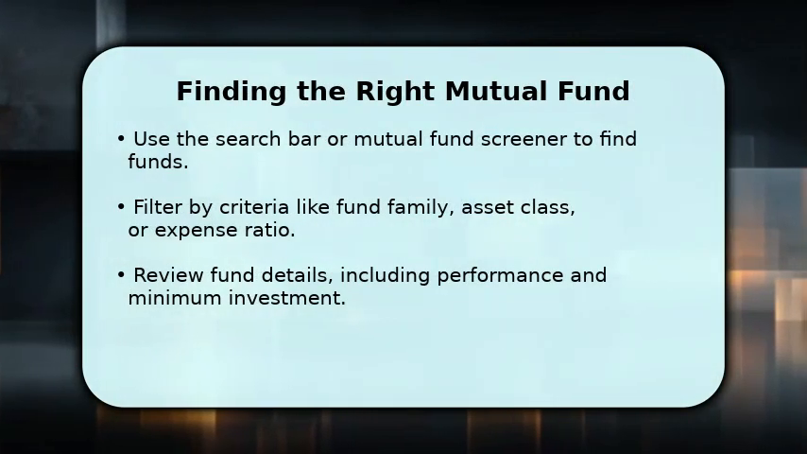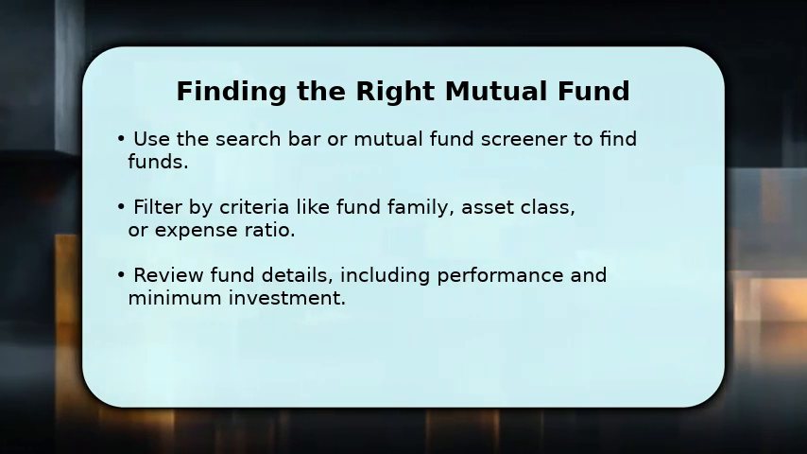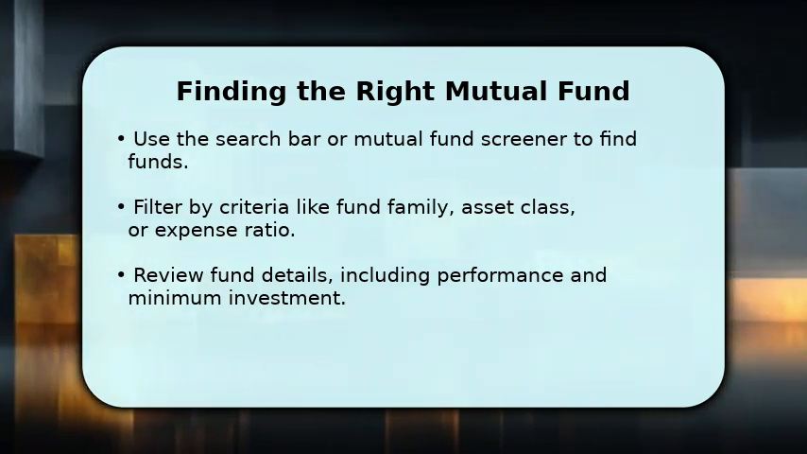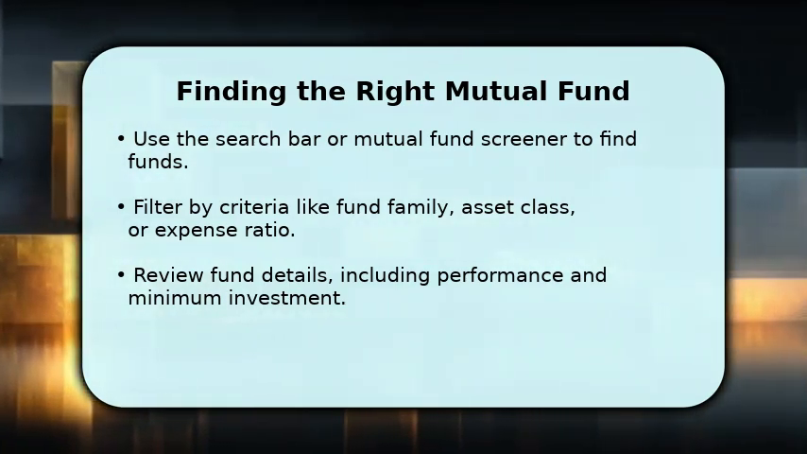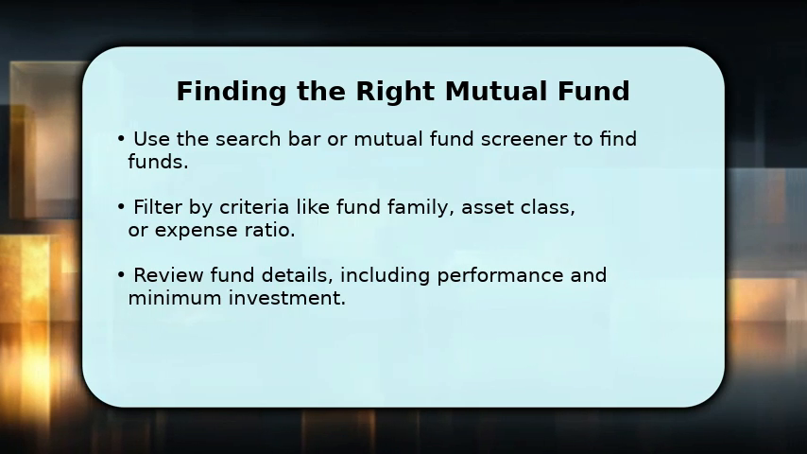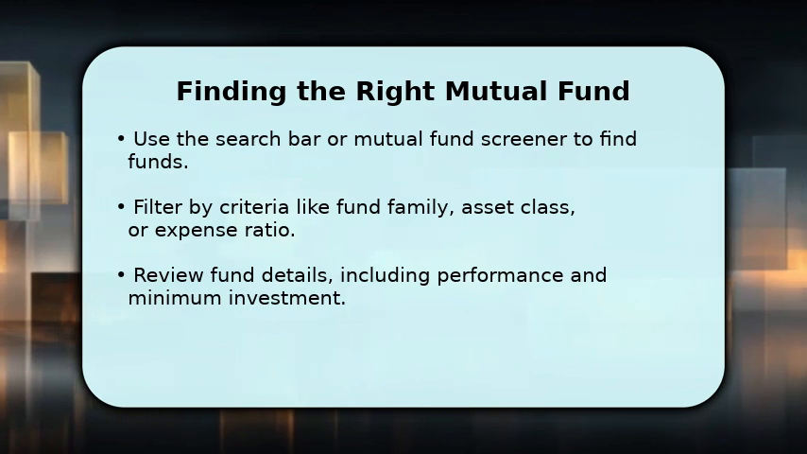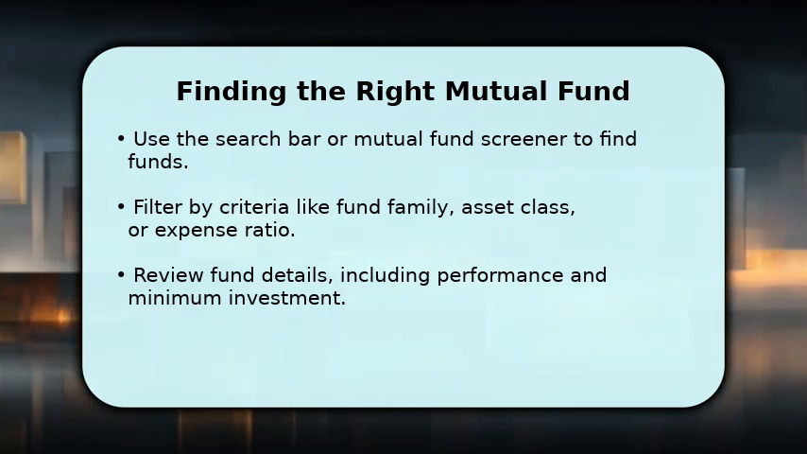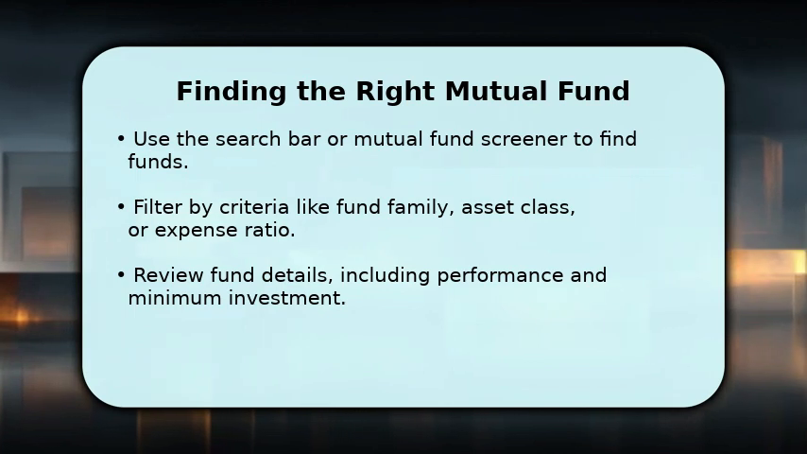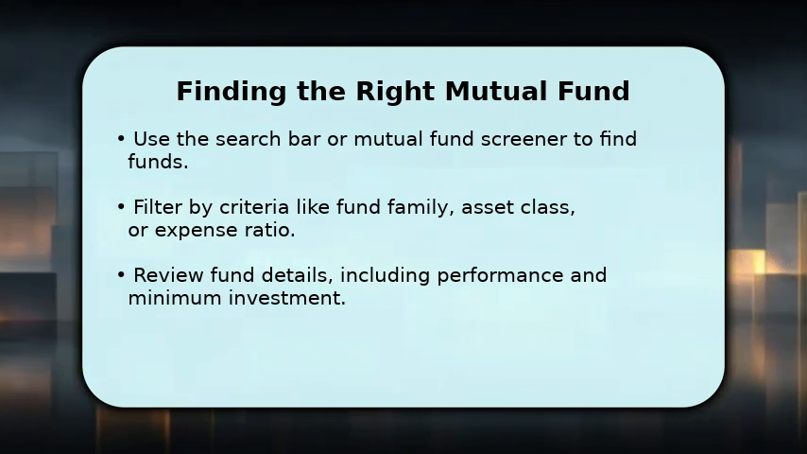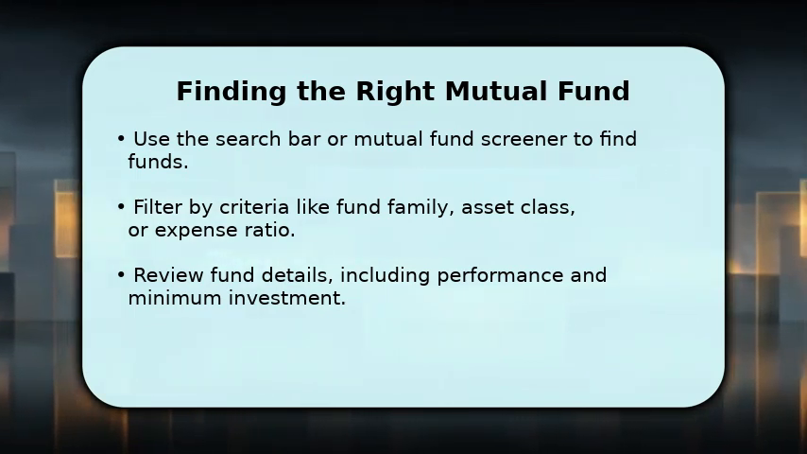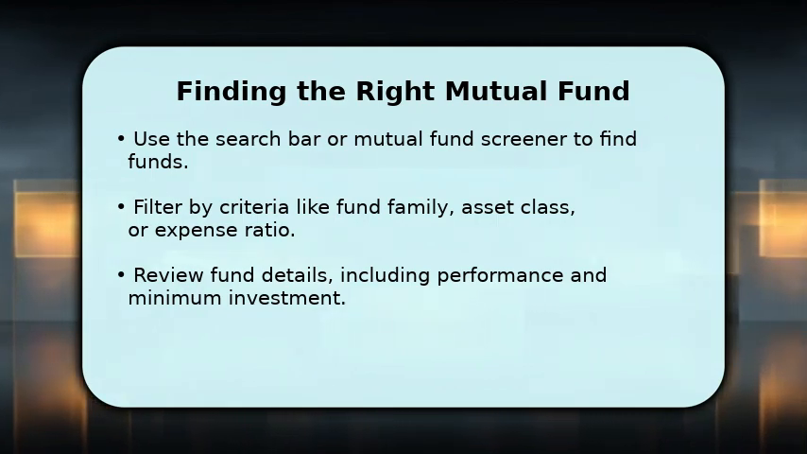Next, you'll want to find the right mutual fund for your goals. Charles Schwab offers a robust search bar and a mutual fund screener tool. You can filter funds by various criteria, such as the fund family, asset class, or even the expense ratio. Always take a moment to review the fund's details, including its historical performance and any minimum investment requirements, before proceeding.